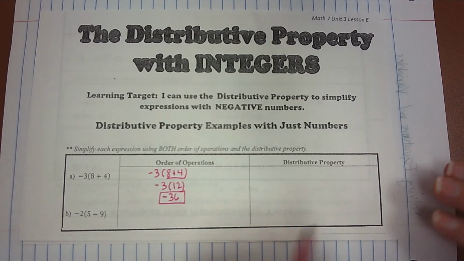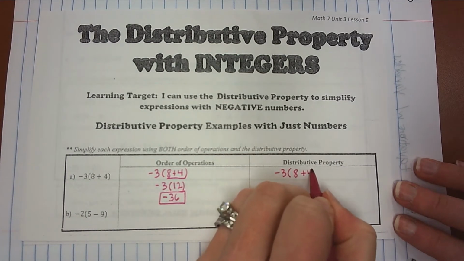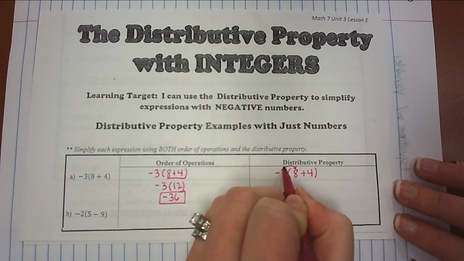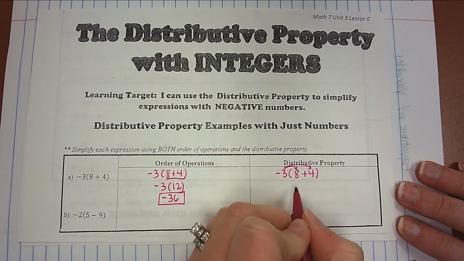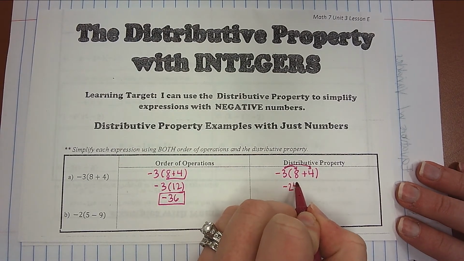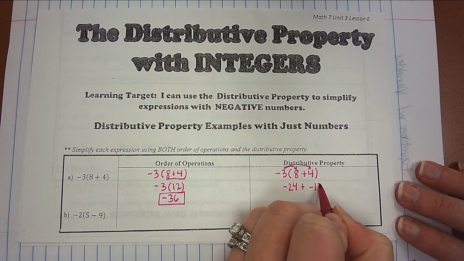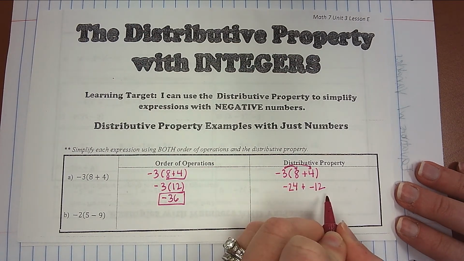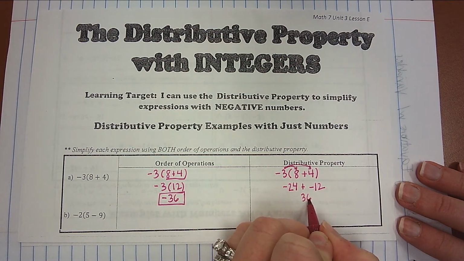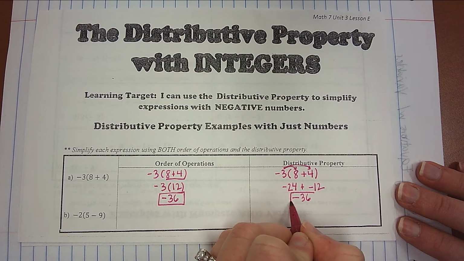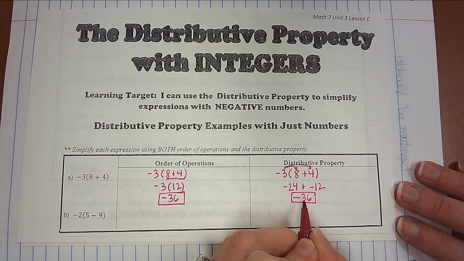If we use the distributive property, negative 3 times the quantity 8 plus 4, we would distribute this negative 3 to both numbers on the inside. So negative 3 times 8 is negative 24, plus negative 3 times 4 is negative 12. When we're adding and signs are the same, we add and keep. So 24 plus 12 is 36, and we keep the negative sign, and our answer is negative 36, whether we use order of operations or the distributive property.